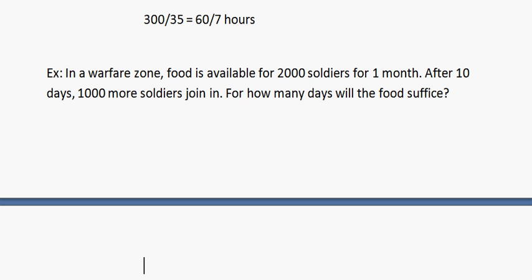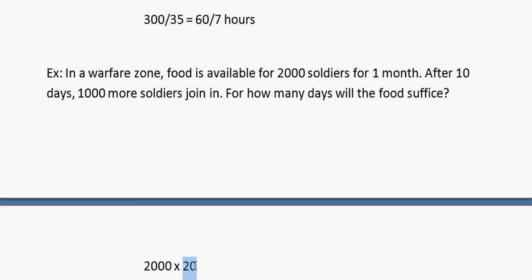So there are 2000 soldiers and there was enough food for them for 30 days. If each soldier eats 1 unit of food each day, the total units of food sufficient for 2000 soldiers would be this much. So this much food was sufficient for them for 30 days. Now how much food have they already eaten? This they have already eaten. So what is left is 2000 into 20. If they were 2000 only, this food would suffice for 20 days.